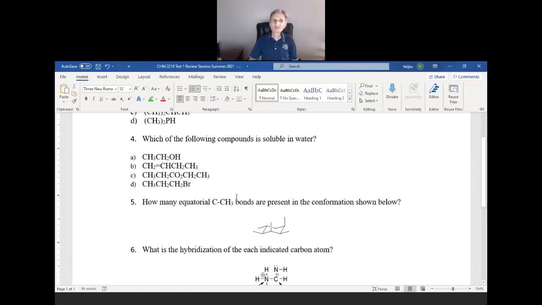Question number 4. Which of the following compounds is soluble in water? So water, you should know, exhibits hydrogen bonding, has OH group. So solubility, as I mentioned in the class, is basically dependent on thermodynamic properties, on whether system as a whole, when you mix different compounds, whether system as a whole will end up lower in energy. So whether process is thermodynamically favorable.